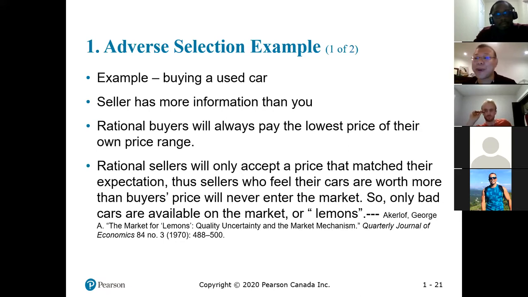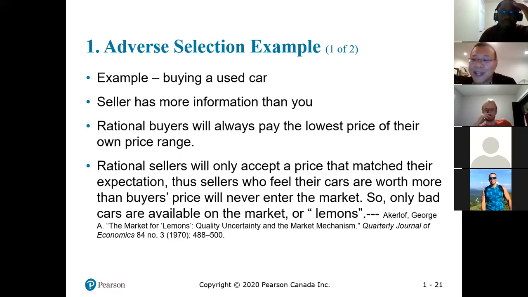Because the seller knows better about the car. So whenever there is an agreement, there is a deal, you would think that the buyer is paying too much, right? Because if you didn't pay enough, ideally the seller will not sell to you, because the seller knows their car is a good car.